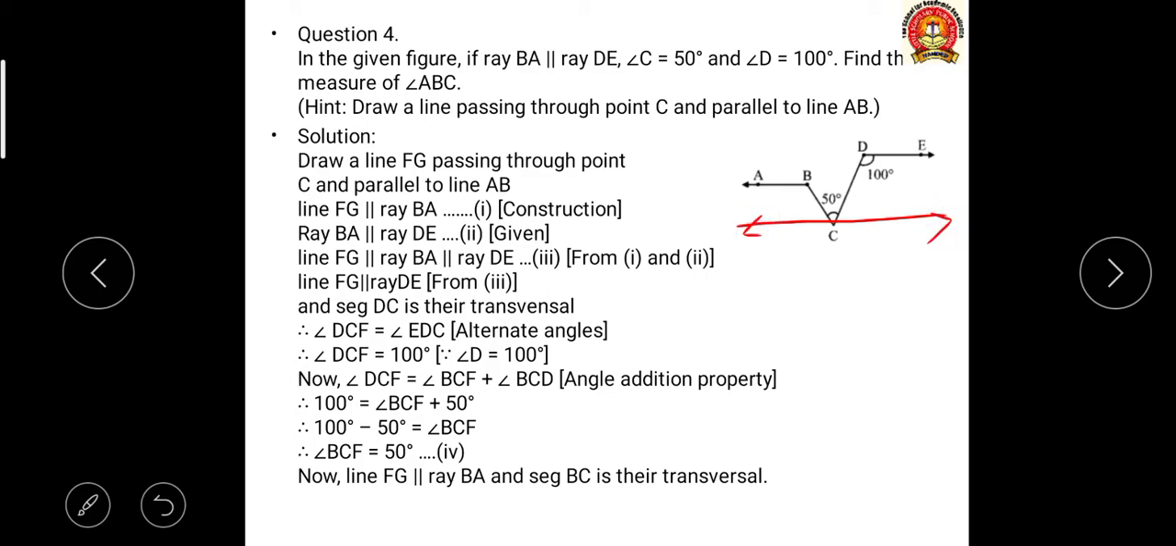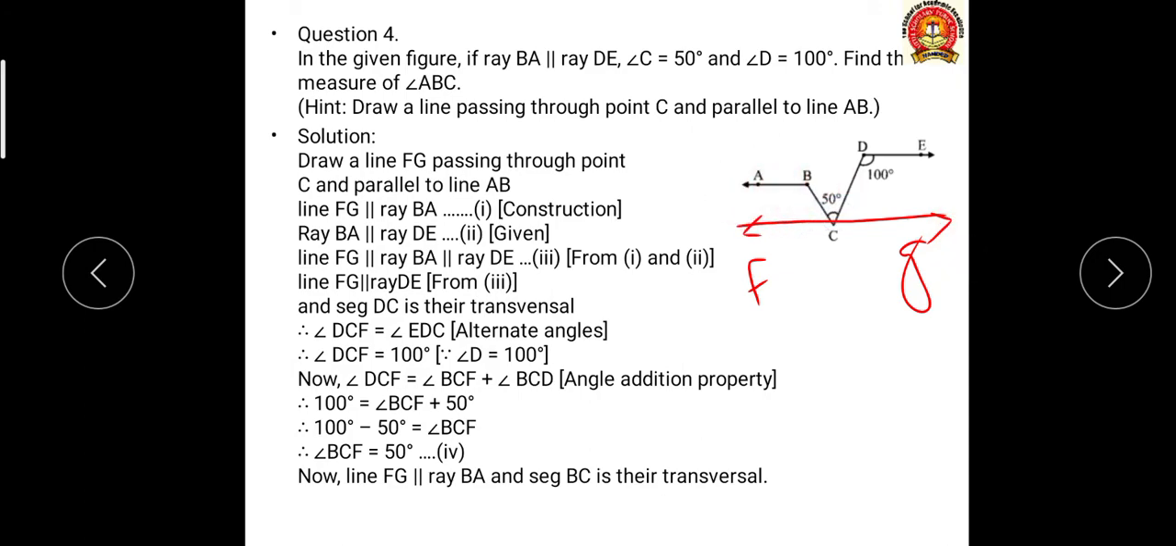Draw a line FG. You have to just give the names F and G. Now FG is passing through the point C and parallel to line AB. This is our construction part. After drawing the construction, the line passing through point C has the name F and G. It means that FG is parallel to AB. This is our construction part.